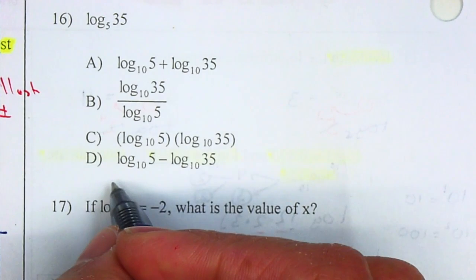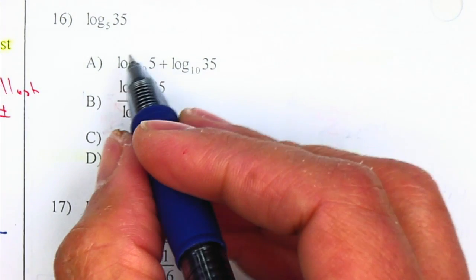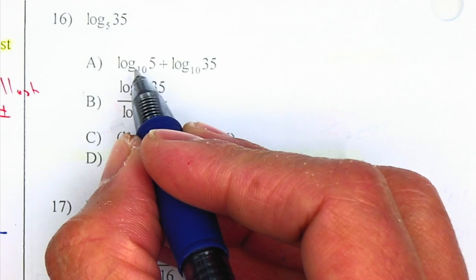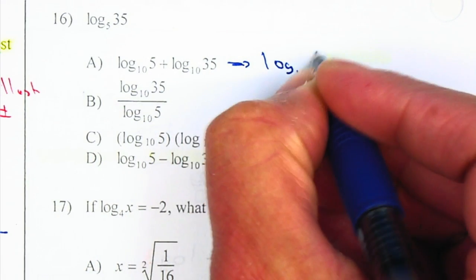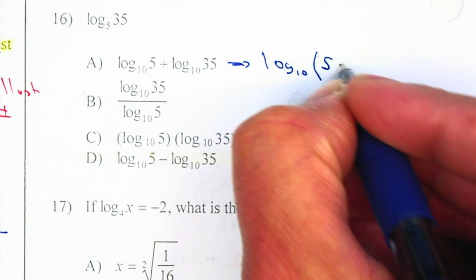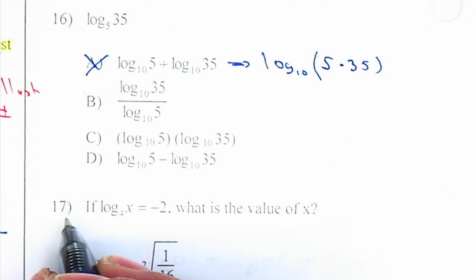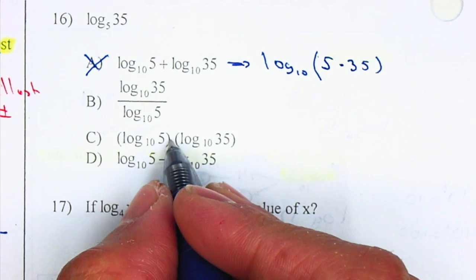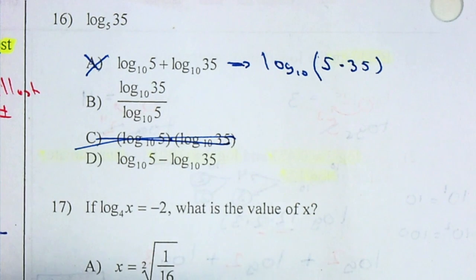Which of the following are equivalent? You kind of have to work backwards. They give you two logs that are expanded. If I condense this, I'm going to have log base 10, and the 5 and the 35 are adding, therefore they're going to be multiplying. Will that be the same? No. We don't have a property where you multiply two logs.